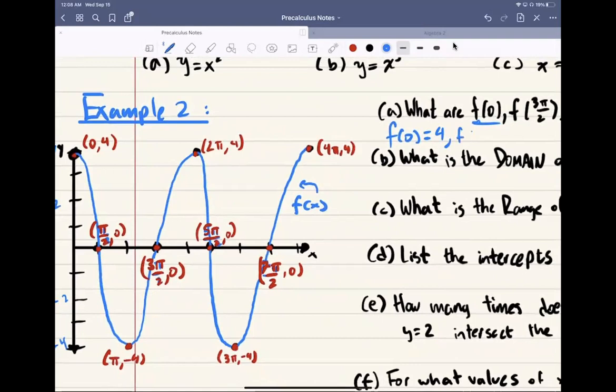And it's going to ask us, what is f of 3 pi over 2? All right, so you don't need to know what 3 pi over 2 means.